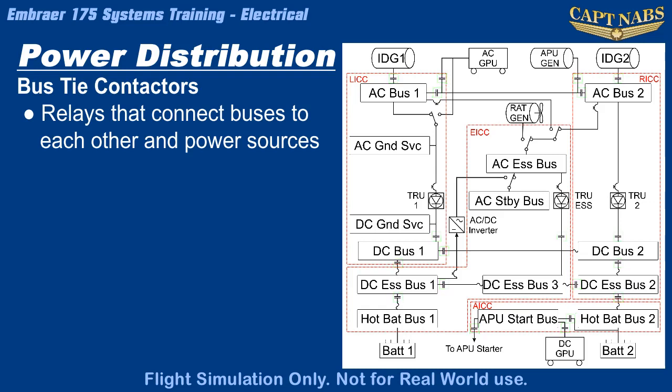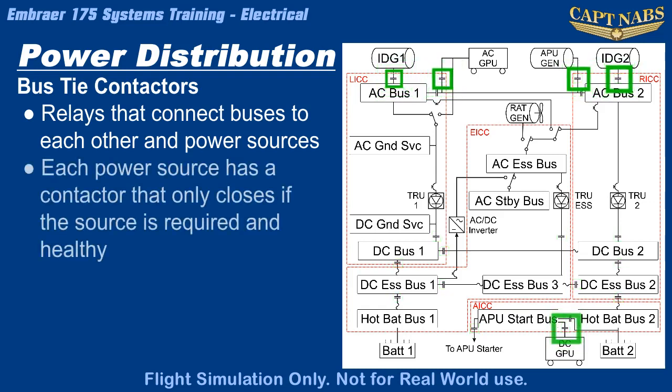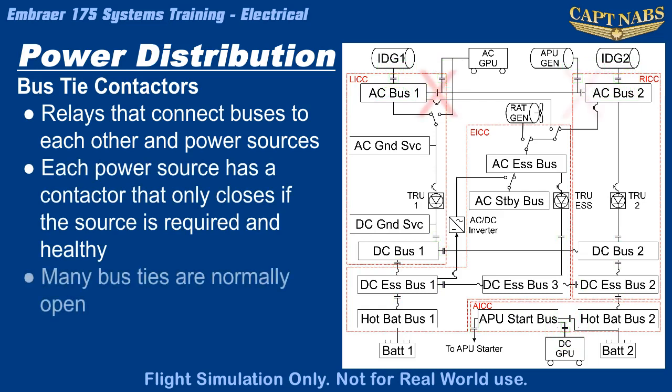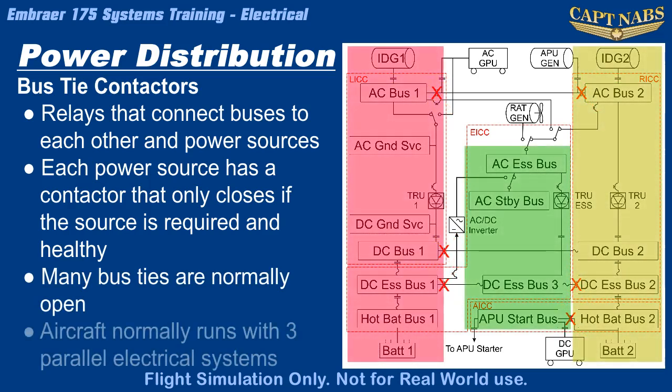Each power source has a contactor that connects it to the network if the source is healthy and in use. Contactors also link different buses together. However, many contactors are normally open, allowing the aircraft to run with essentially 3 parallel electrical networks. If a source fails, then the networks may be linked together to share a common power source.